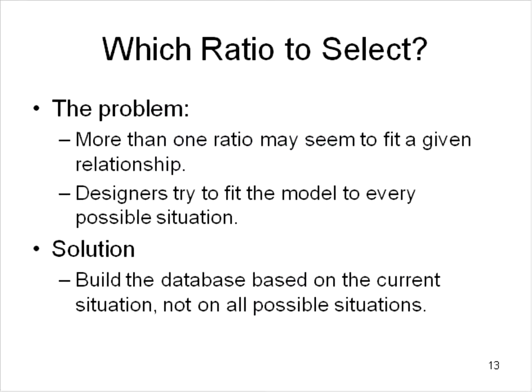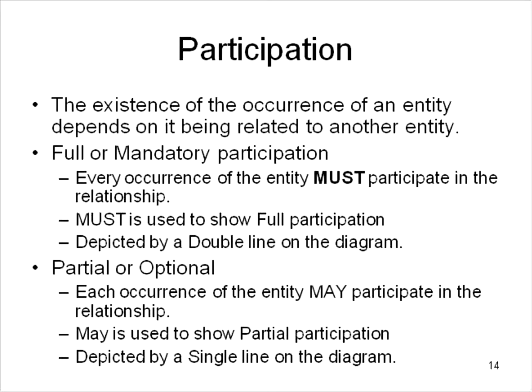The next kind of constraint that we discuss in relationships is the participation constraint. There are two kinds of participation constraints. There's the full or mandatory participation, and there's the partial or optional participation. The full or mandatory participation means that every occurrence of an entity must participate in the relationship. Must is used for full participation, and pictorially this is shown by double lines on the ER diagram, which we will show in the next slide.